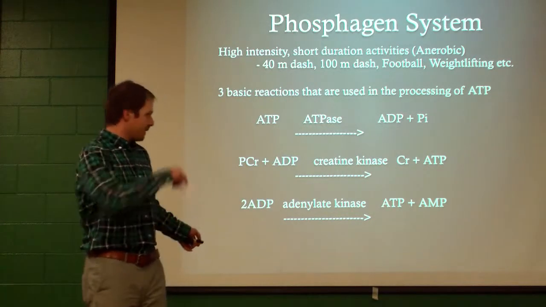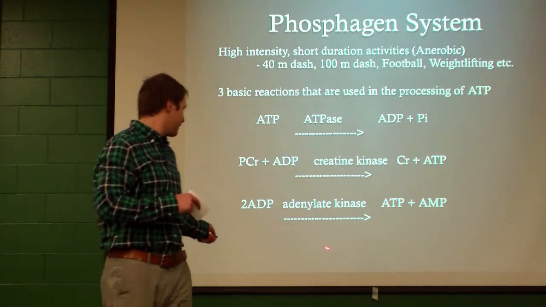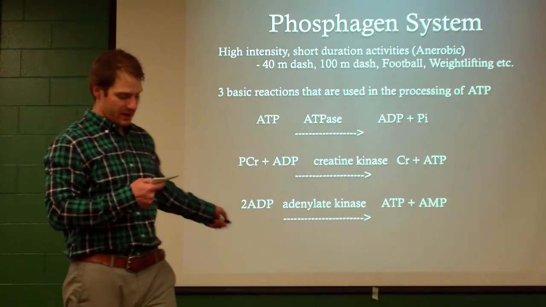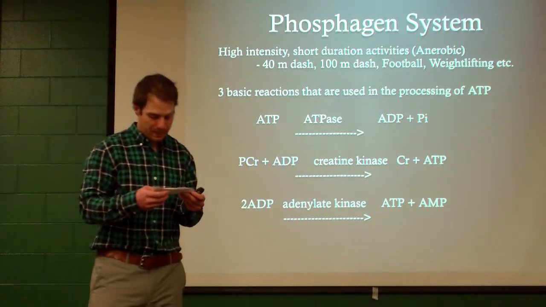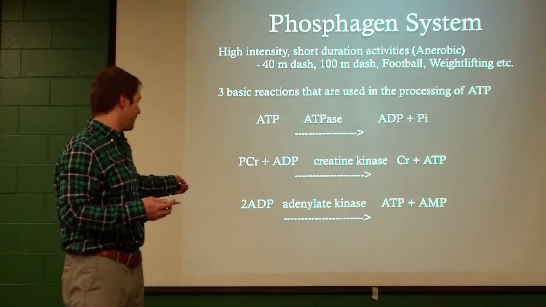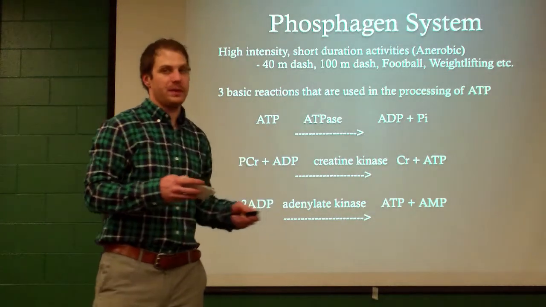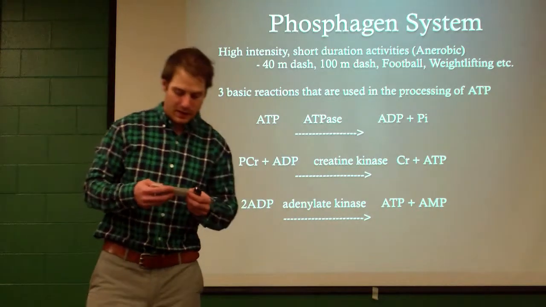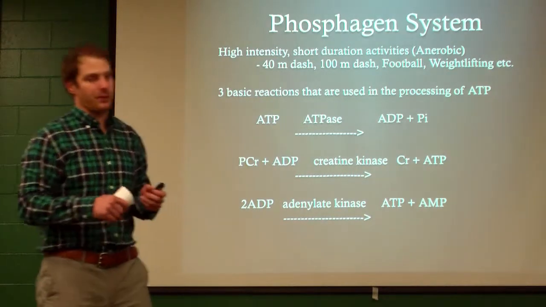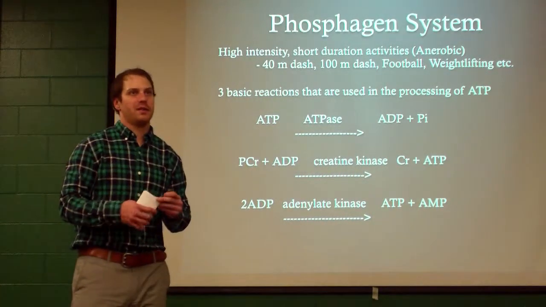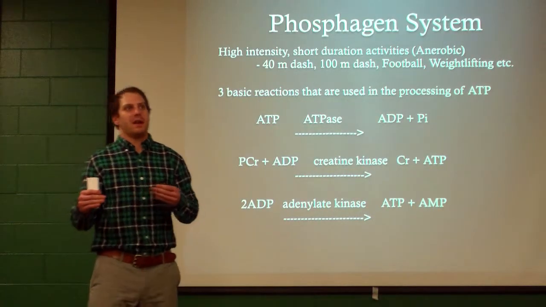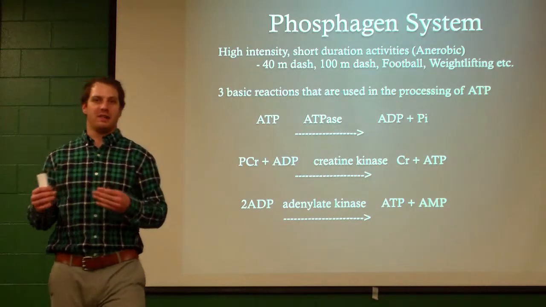When those split from phosphagen, we get a phosphate and adenosine. And then the phosphate couples with one of the ADPs, and we get ATP and then AMP. So these are the three processes. As we discussed before, they're very small, not a lot of storage. So these energy systems are very short, about 10 seconds.